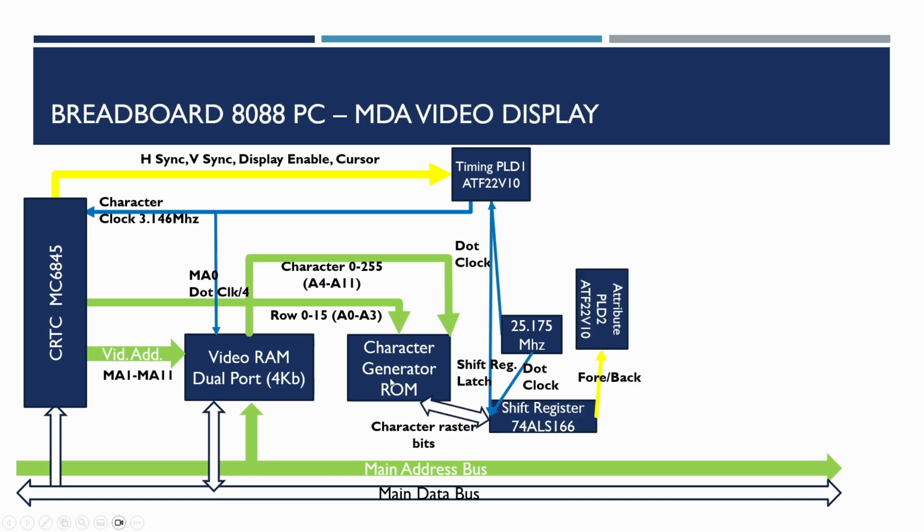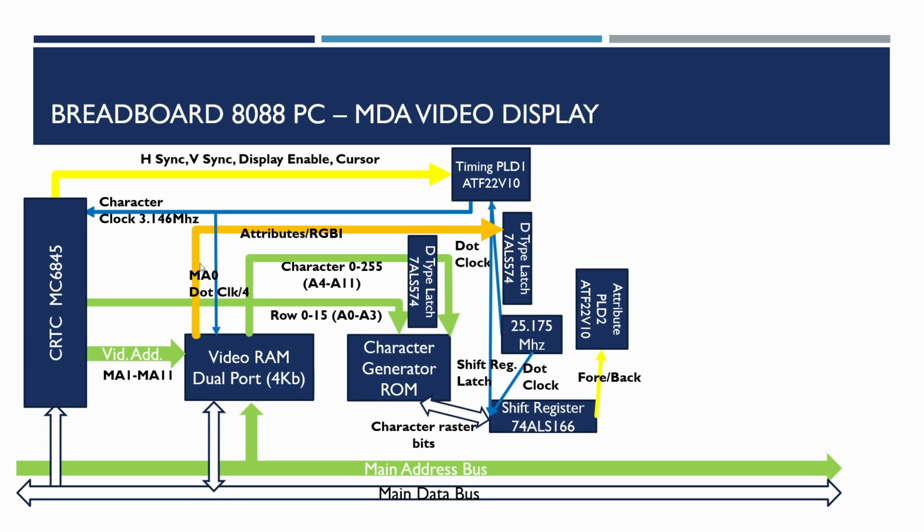And then the output of the 8 bits of the raster image from the character generator ROM is loaded into a shift register by a shift register latch timing. Then the shift register is clocked by the dot clock, so it shifts each of the bits out for the foreground background, whether we're showing a foreground or background, to our attribute control. And then the attribute data is going out to another latch.